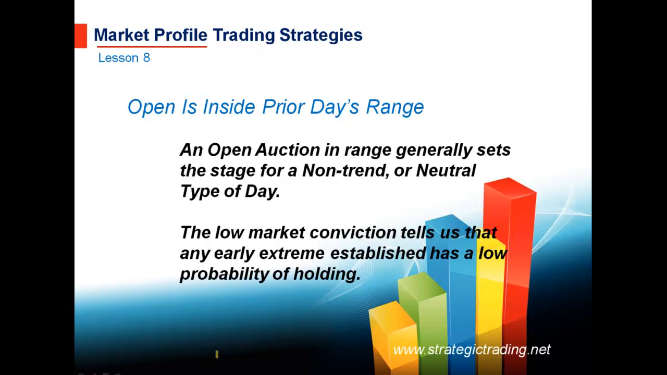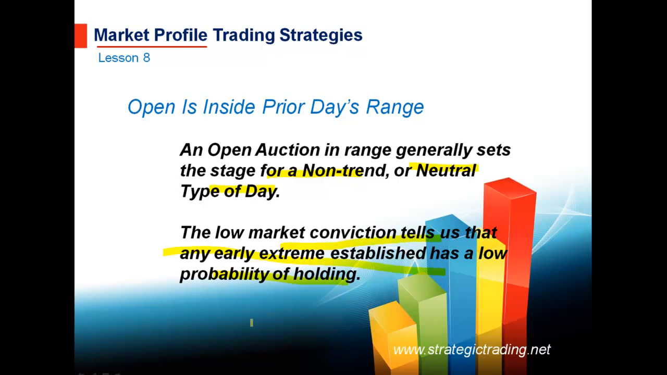All right. The open auction range generally will set the stage for a non-trend or a neutral type of day. So already I've talked about two types of days that we will talk more about, a non-conventional and a non-trend or a neutral type of day. The low market conviction tells us that an early extreme is not going to be established or hold during the early period of the day.